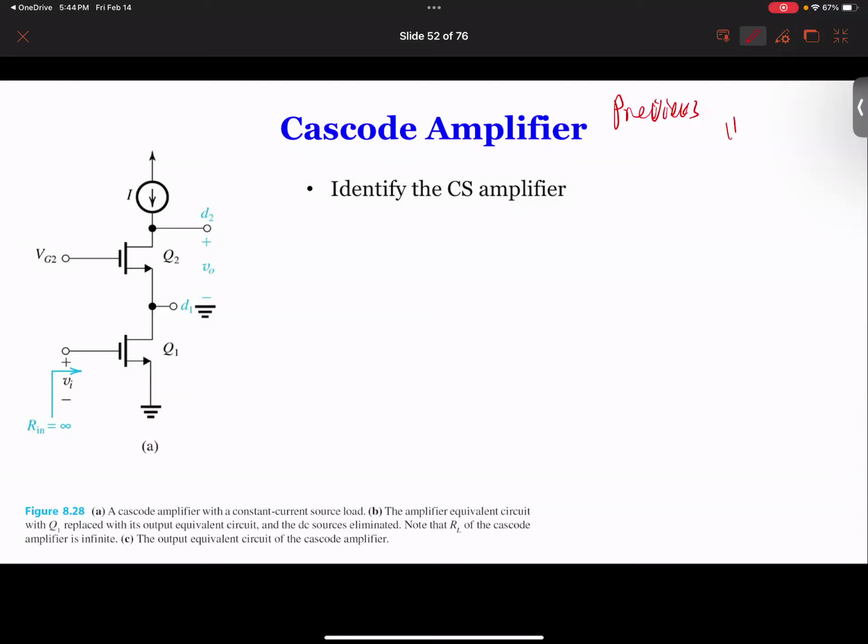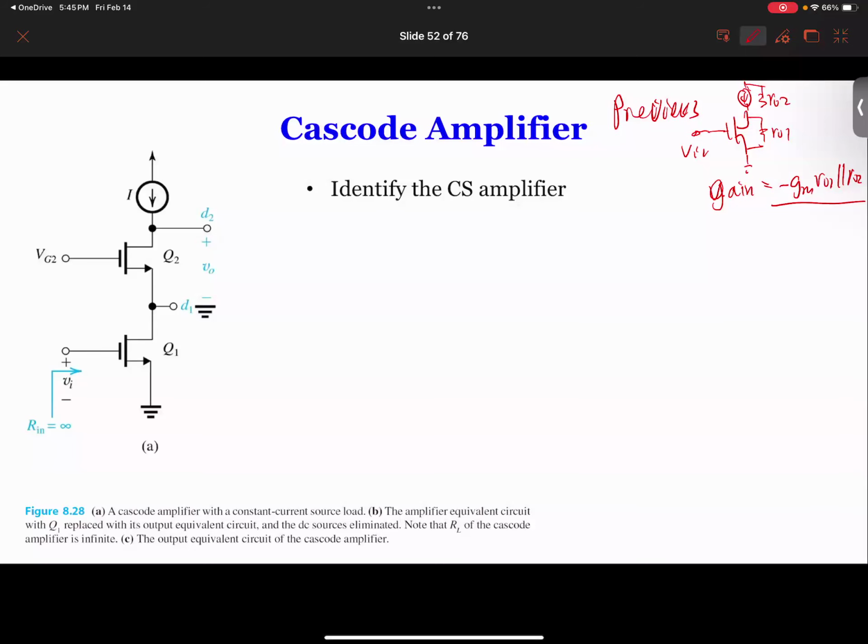The previous one was, and the current source over here. The current source basically has RO2, right? And then here we have RO1. So basically your gain is minus GM times RO1 in parallel with RO2. And we know that if RO1 and RO2 are the same, we reduce the gain by half. So that's what we got earlier today.